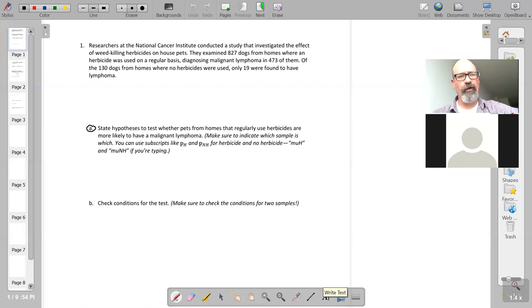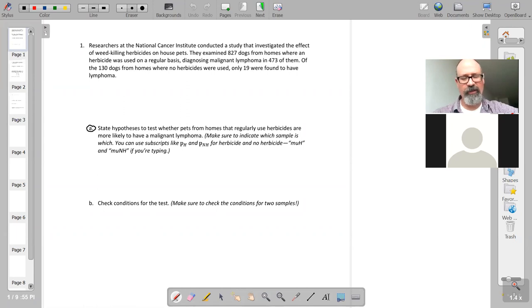So in this particular question, you have this problem. Researchers at the National Cancer Institute conducted a study. It investigated the effect of weed killing herbicides on house pets. So they take a random sample, I guess, of 827 dogs from homes where herbicide is used on a regular basis. And then it looks at 130 dogs where no herbicides are used. And it looks at how many dogs have lymphoma from both categories.